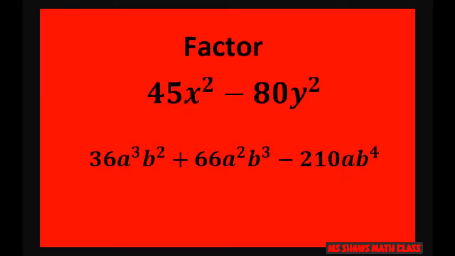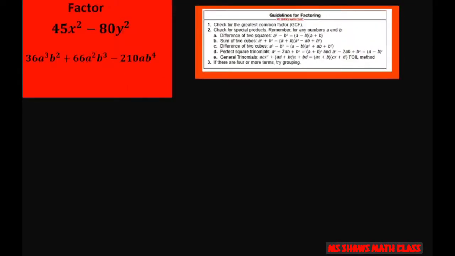Everyone, we're going to factor these two problems here. And let's see what we have. So the first thing we're going to do is look for guidelines for factoring and see if we can factor out anything. I'm going to divide both of these by 5 so I can factor out the 5, because 5 is a factor of both. And I get 9x squared minus 16y squared.